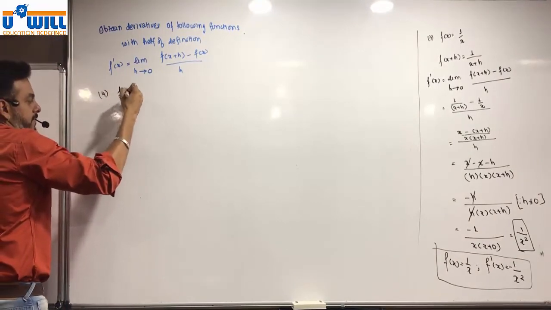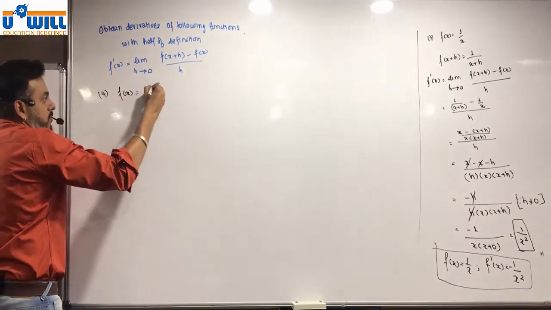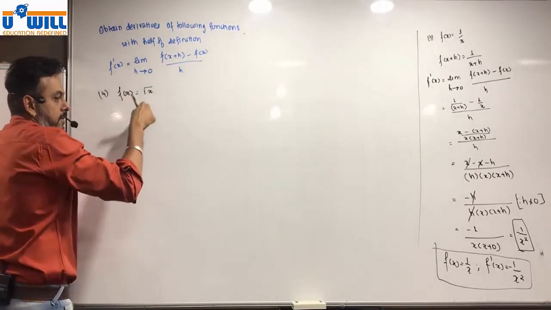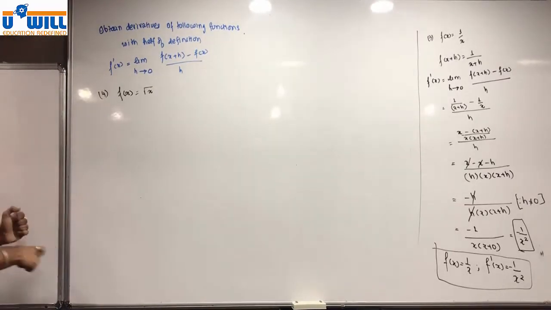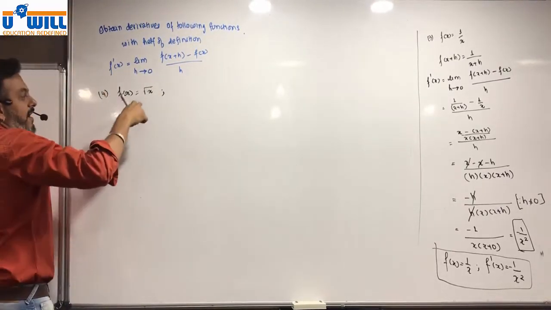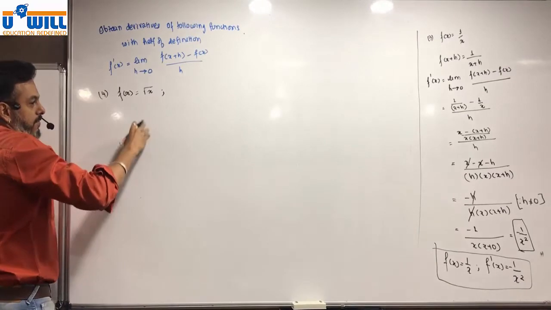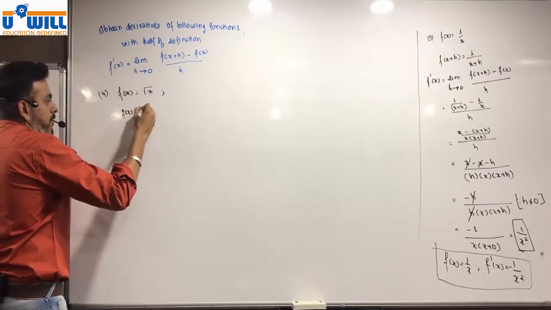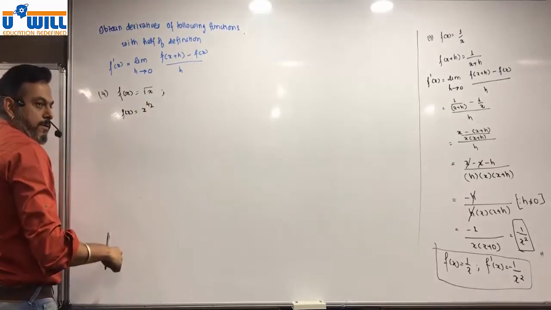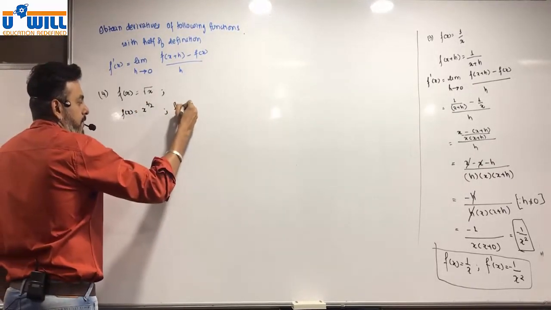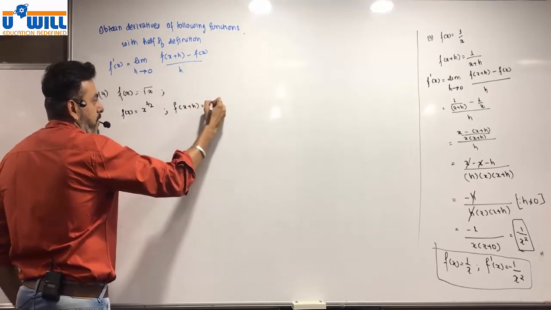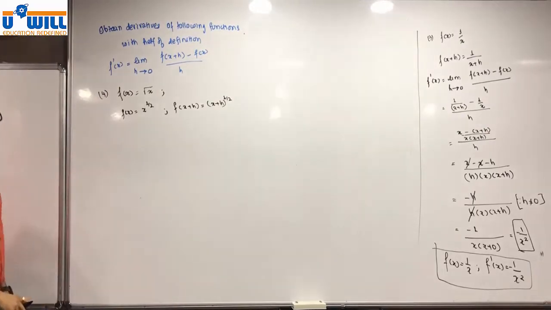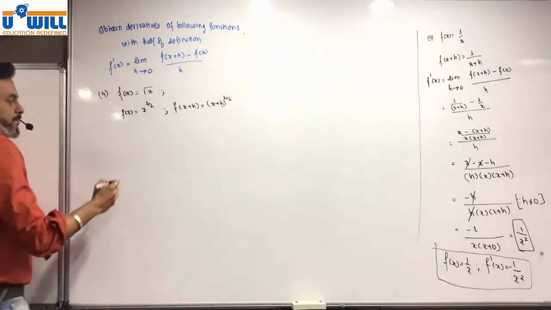f of x is equal to under root x. What we'll do is, textbook has a very lengthy method of doing it. अब इसको थोड़ा कट शॉर्ट करके ट्राई करने के लिए f of x is equal to x raised to 1 by 2. So f of function of x plus h is equal to x plus h raised to 1 by 2. ठीक है?